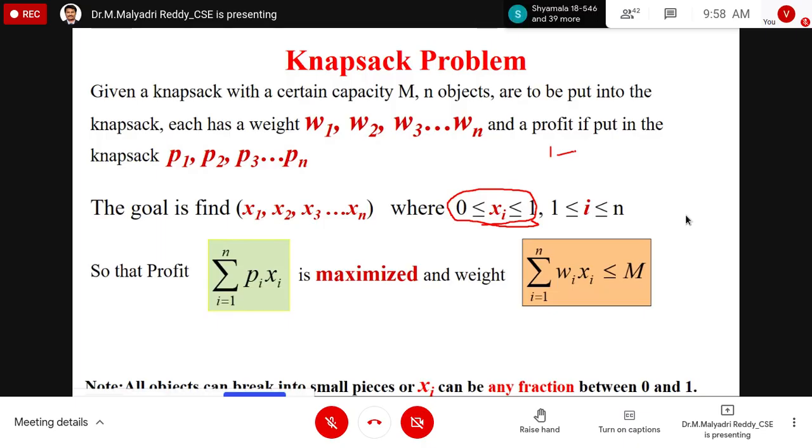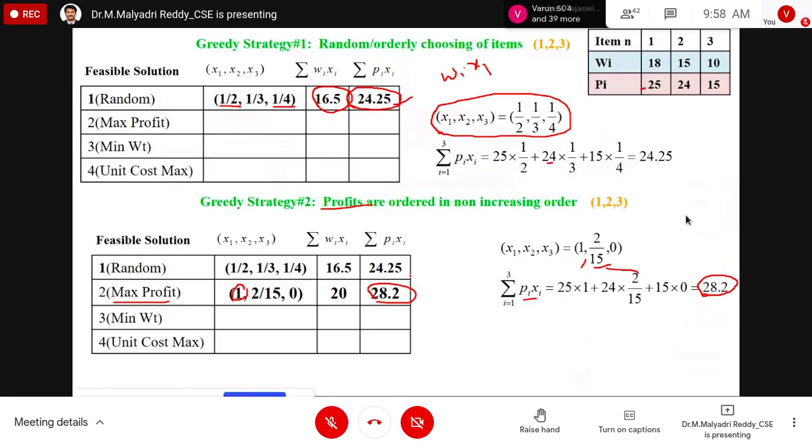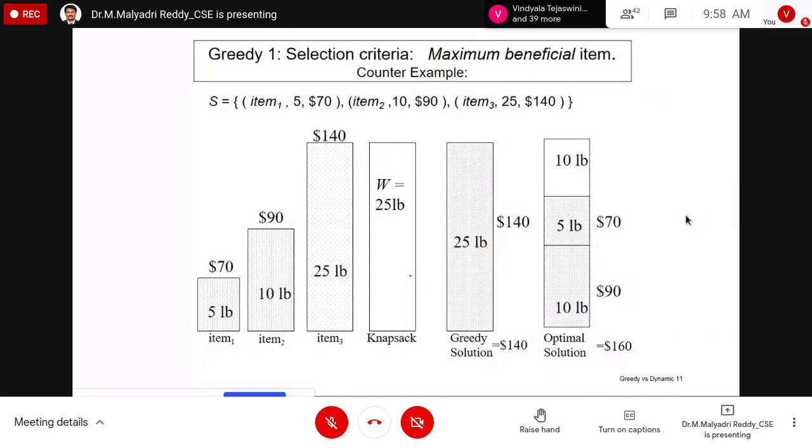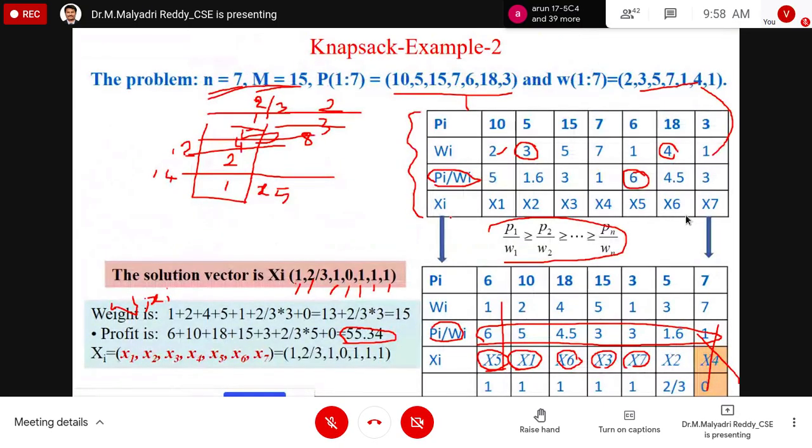So the constraints are 0 less than or equal to Xi less than or equal to 1. So we sort according to the maximum P by W, the maximum unit cost, and put value 1 for each in that order until the bag is full. Is that it, sir? Yes, the corresponding maximum weight item is inserted. Yes, understood sir.